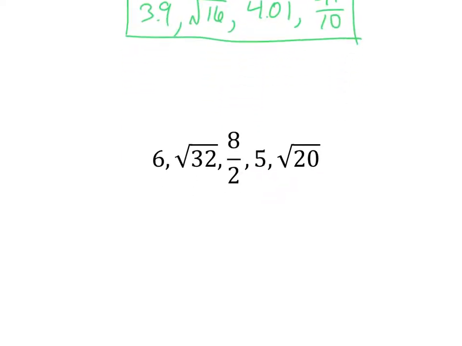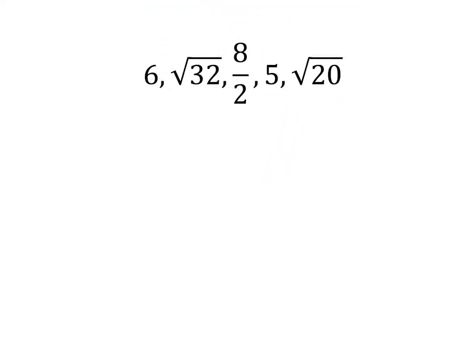Okay, let's look at this next example. Here we have 6, the square root of 32, 8 over 2, 5, and the square root of 20. Well, these ones might be a little bit easier to write as square roots. So 6 we know is equal to the square root of 36. And 5 we know is equal to the square root of 25.